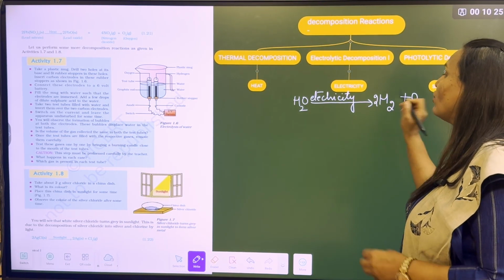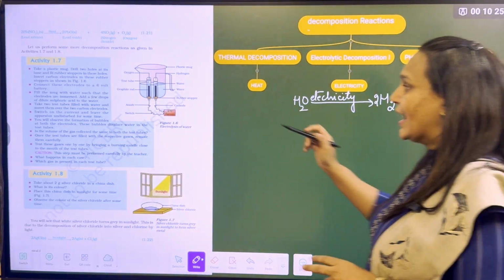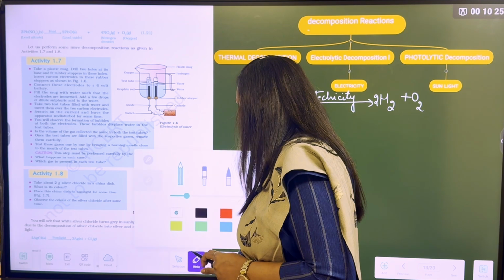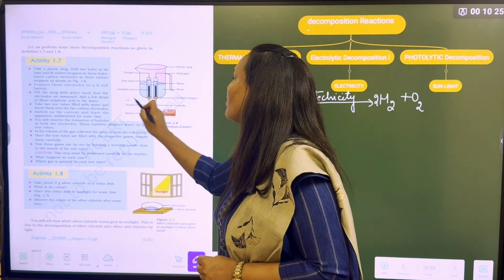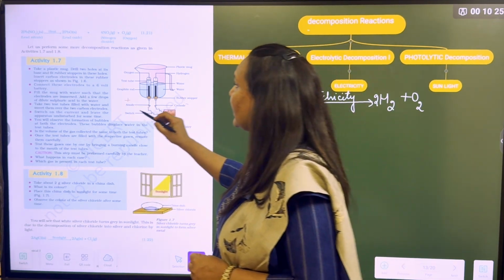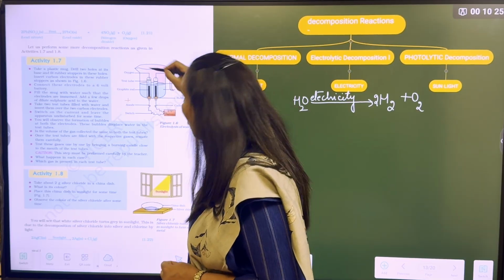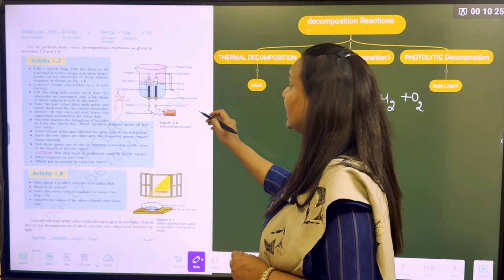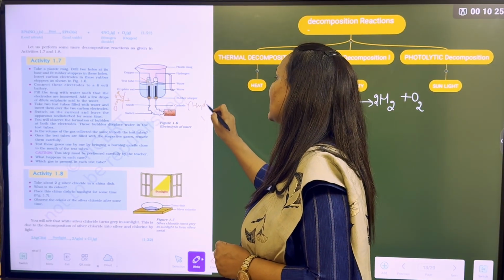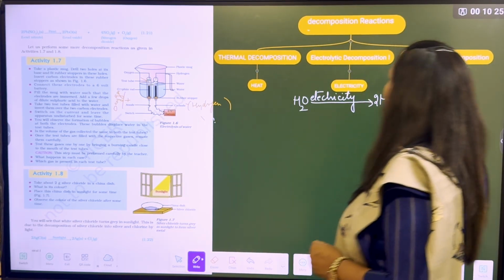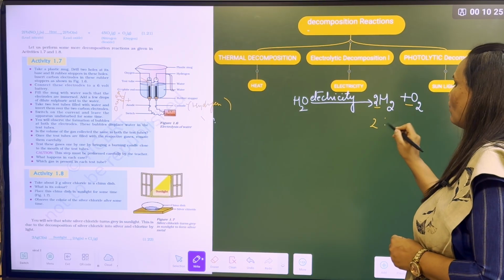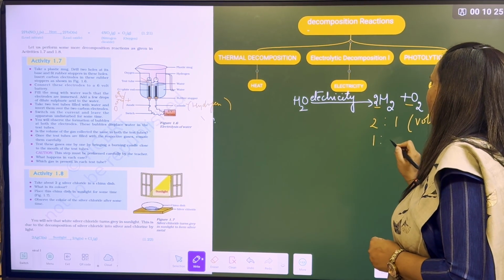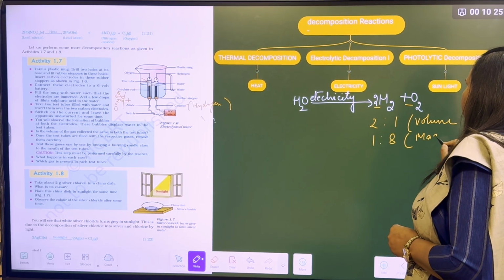So I taught you whenever there is electricity, there are the electrodes, anode and cathode. Anode means positive, cathode means negative. At anode, which gas is there? Anybody? Oxygen. Please remember, at anode, oxygen is collected. At cathode, hydrogen gas is collected. So what is their volume ratio? 2:1. This is called the volume ratio. What is the mass ratio? 1:8.